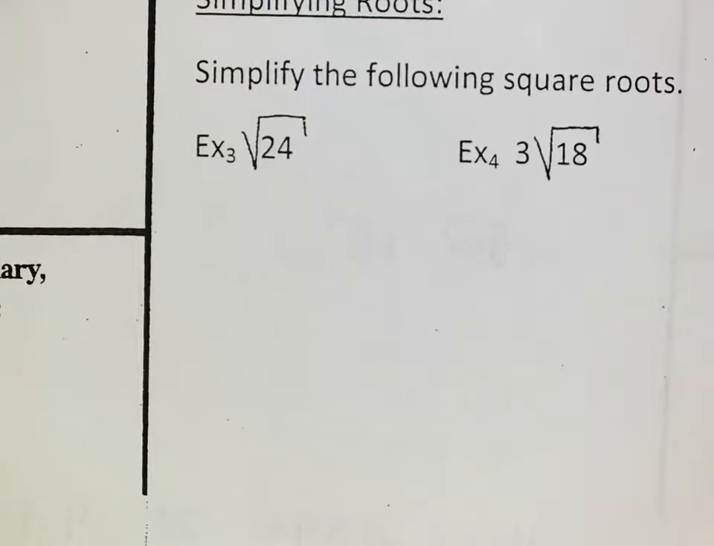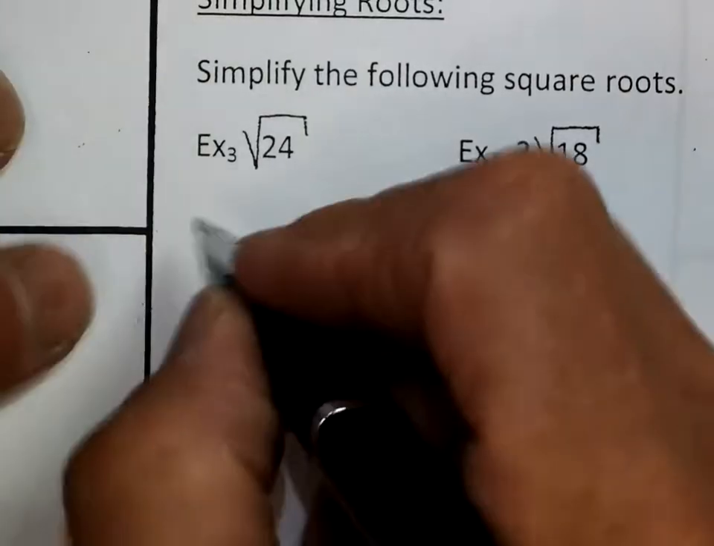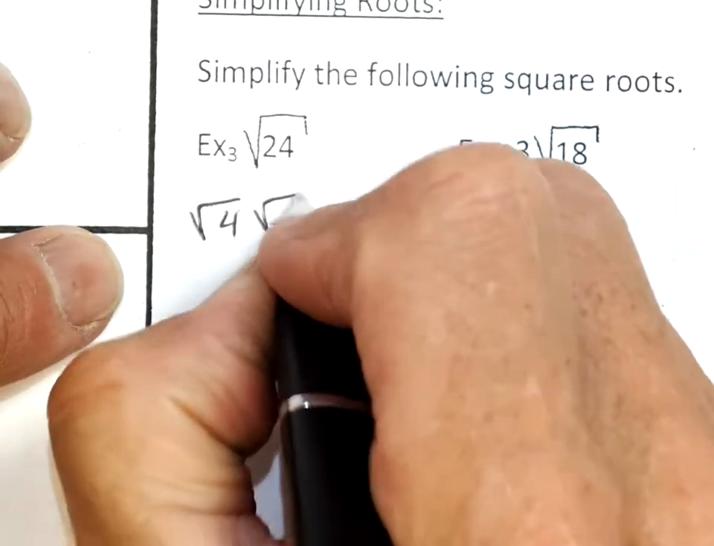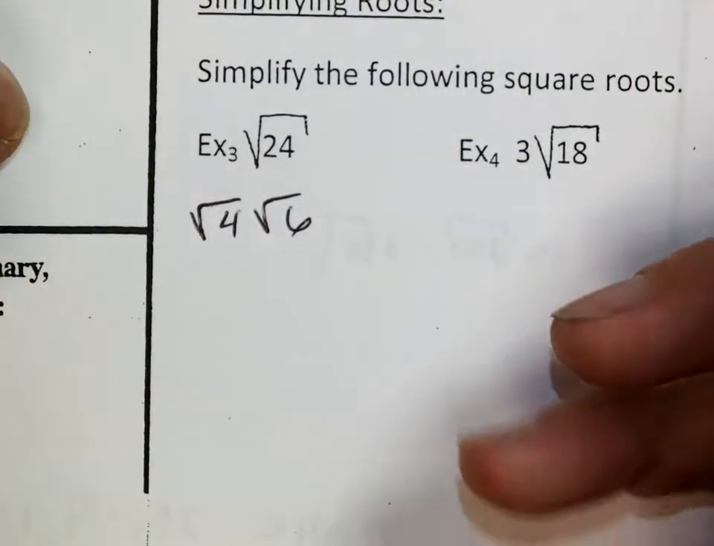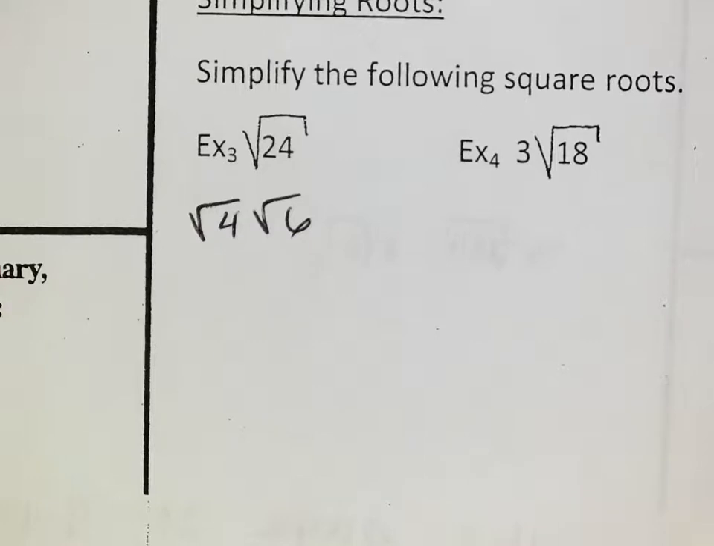What times what makes 24? But one of the two numbers has to be one of these perfect squares. So what do you think? Harrison, what do you see? 6 times 4. Okay, perfect. Everybody agree? Now, I'm going to write it 4 times 6. Harrison, you're not wrong. I just like the 4 in the front because it's the perfect square.